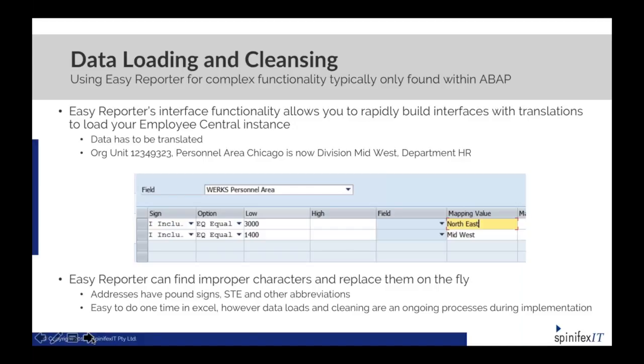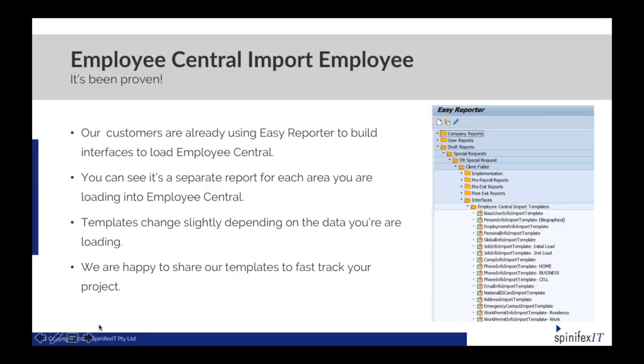So if we jump to the next one, this is actually what we've built for one of our existing customers where they were moving through to Employee Central and they needed to create all of those different interface files. So you can see essentially it's just a single report for each section of data, and then you use the interface option to output that data to CSV. We've got a pretty good library of these so far, and we're looking at helping to share those with everybody.